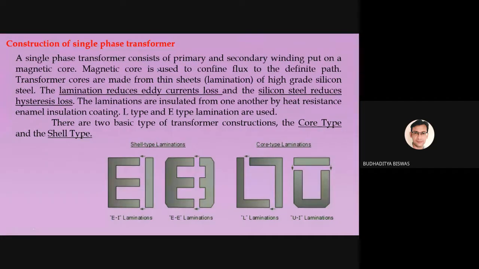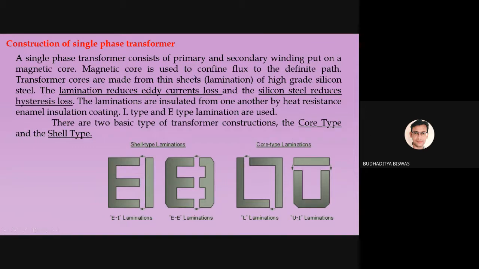A single phase transformer consists of primary and secondary windings put on a magnetic core. Why is it called a magnetic core? Because this core helps the magnetic flux to flow, where the losses are very low, because of the reluctance. What is reluctance? Reluctance is a property of the material by which it opposes the magnetic flux. So low reluctance means very low opposition in this path. So the magnetic flux generated by the primary winding can flow easily through the core if you use this particular material, high grade silicon steel.